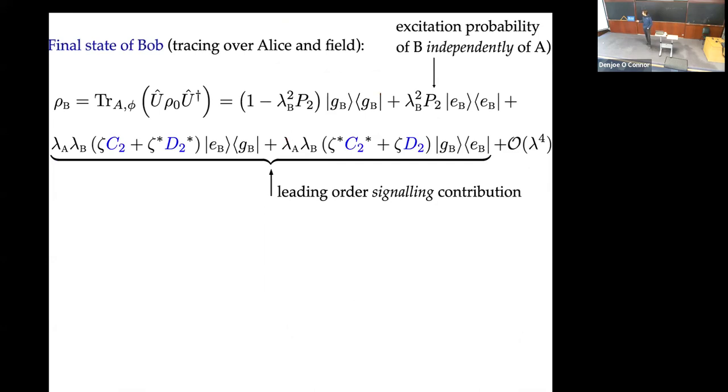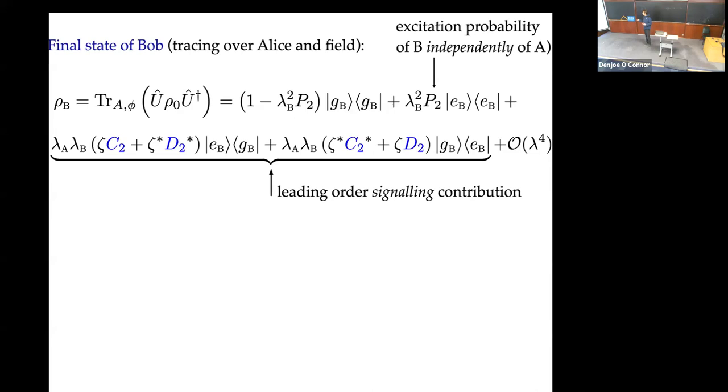So if we look at the final state of Bob, particularly for Bob, we trace over Alice and the field after we evolve the initial state of the system and expand in the perturbation coupling constant lambda. You find these three contributions. This just involves lambda B, the coupling of Bob. This is for the ground state. This is for the excited state. Remember, Bob starts in a ground state.